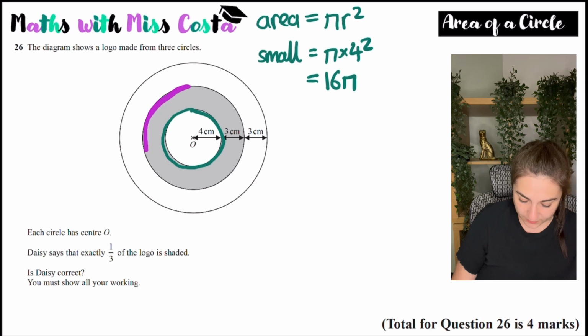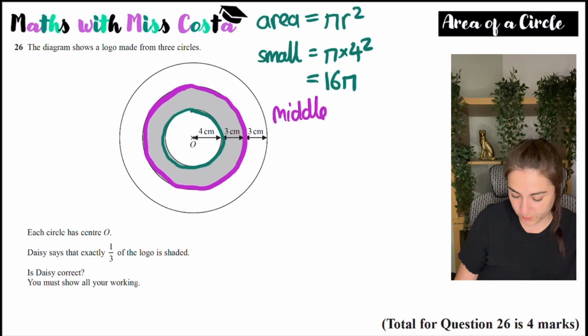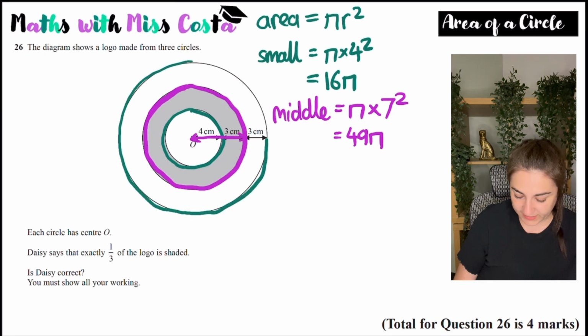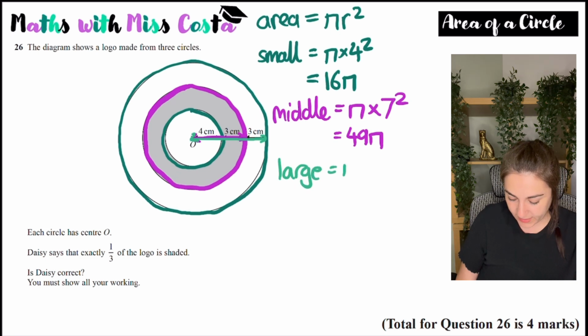Then I need to work out the area of the larger circle, the middle one. So the middle circle is pi times by, and it's going to have this whole radius, so that's going to be 7 squared, which is 49 pi. And then finally I need the area of the largest circle, so that's going to have a radius of 4 plus 3 plus 3. 4 plus 3 plus 3 is 10, so the large circle has an area of pi times 10 squared, which is 100 pi.